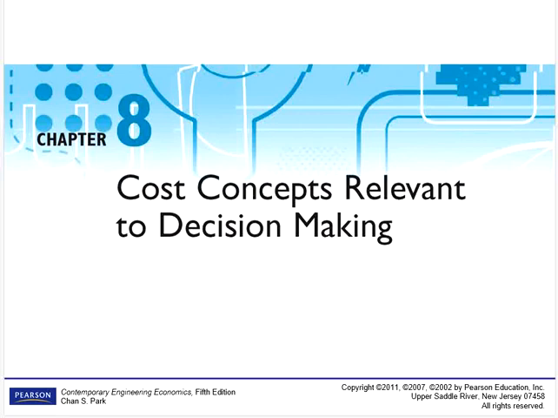Today we are going to start chapter number 8, which is about cost concepts relevant to decision making. In this chapter we will see some basic terminologies for cost concepts, especially in relationship to decision making. Remember, I'm going back to chapter number 8. We said that one of the basic things in engineering economics is to make decisions, right? So an important aspect in making decisions is cost information.